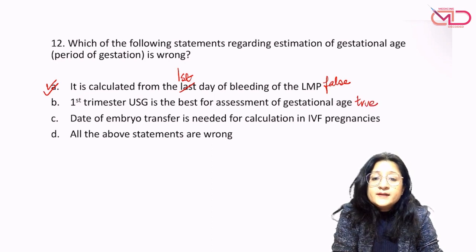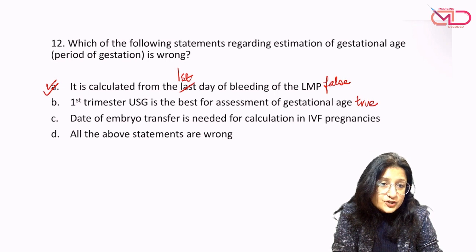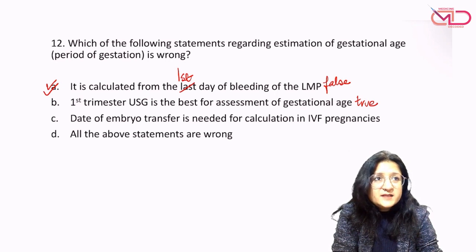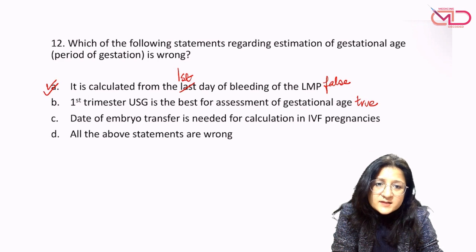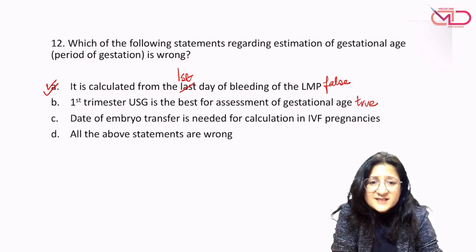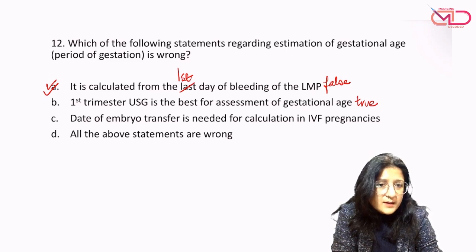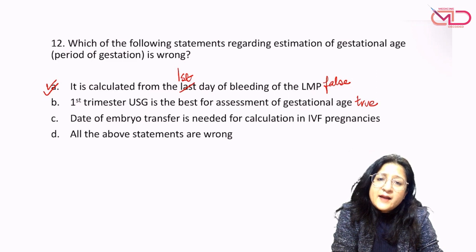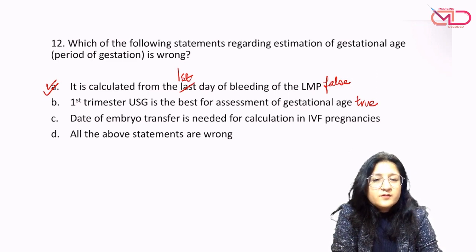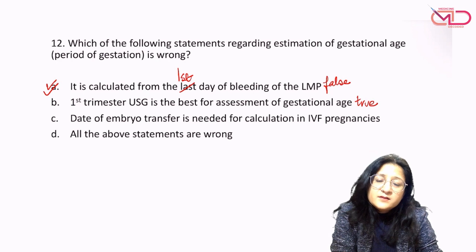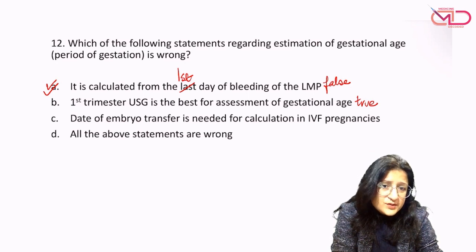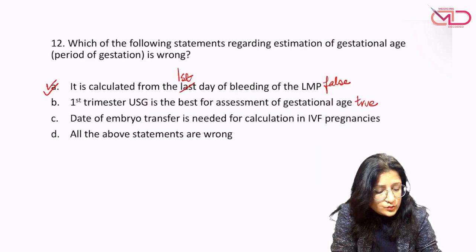Date of embryo transfer is needed for calculation of gestational age in in vitro fertilization pregnancy, because in IVF pregnancies, we will calculate the period of gestation or the embryonic age based on the date of the embryo transfer, right? Because the LMP may not be that reliable, because from the last menstrual period, what has been done is giving the woman stimulation agents to achieve ovulation. Right, so that can take a variable amount of time. So the calculation is based on the date of embryo transfer. That's also a true statement.